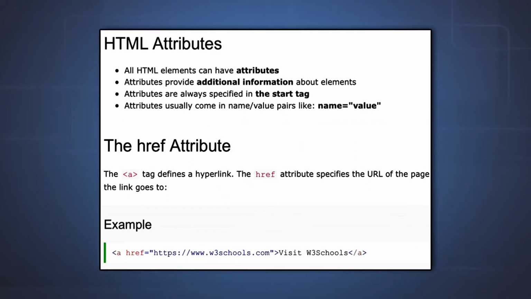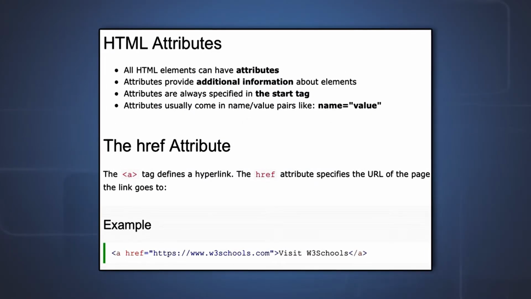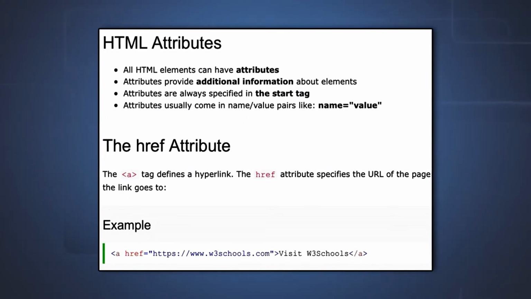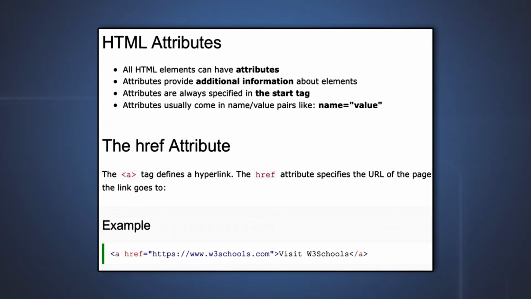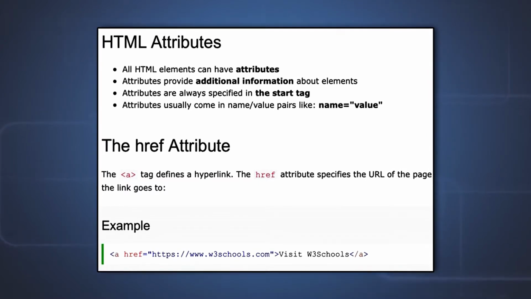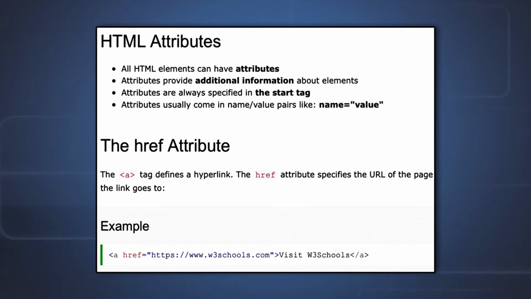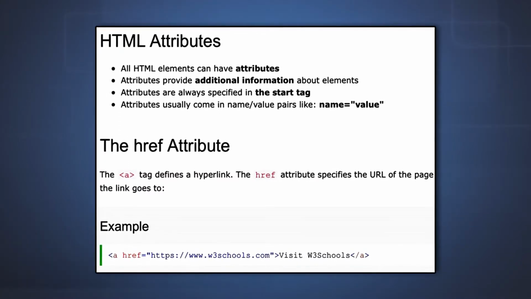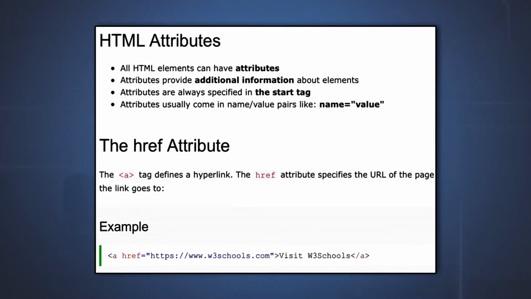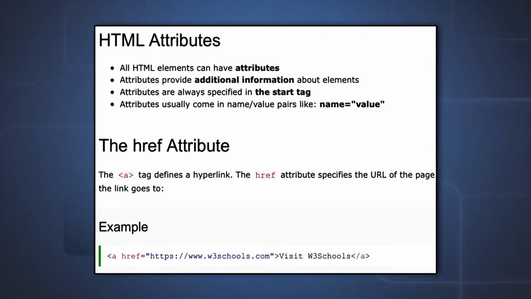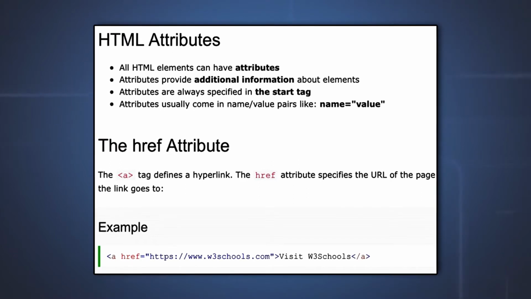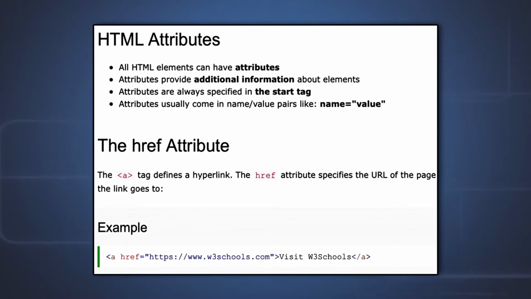All HTML elements can have attributes. Attributes provide additional information about elements. Attributes are always specified in the start tag. Attributes usually come in name-value pairs, like name is equal to some value. For example, let me say there is some variable z and you are assigning a value 5 to it. So you will have z is equal to "5" in double quotes.